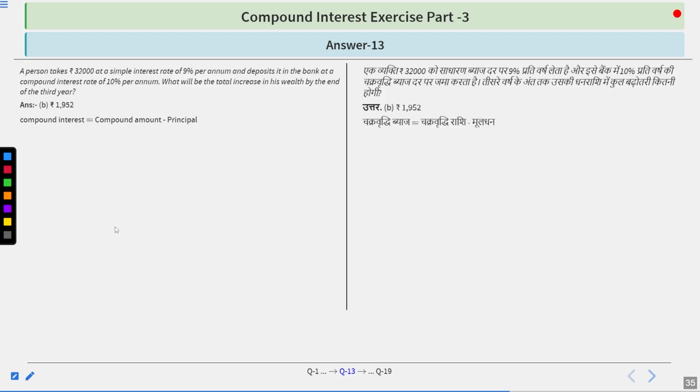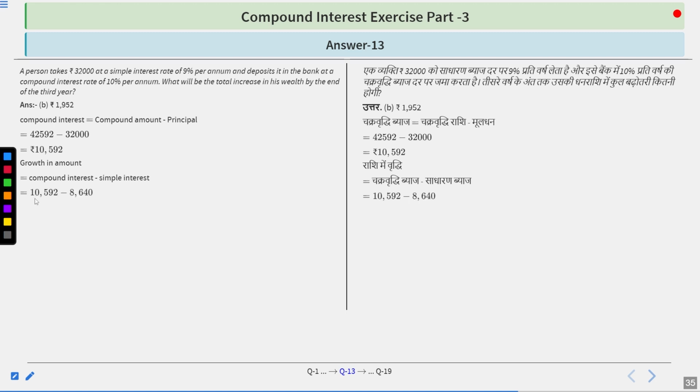Now compound interest is going to be equal to compounded amount minus principal, that is 42,592 minus principal, which was 32,000. So the compound interest is rupees 10,592. So growth in amount is going to be how much? That is compound interest minus simple interest, that is 10,592 minus the simple interest we found, which was 8,640. So that is rupees 1,952. Option B is the correct answer.